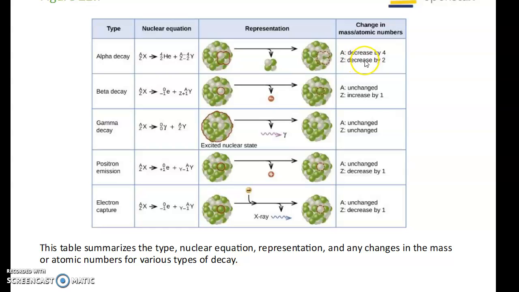Atomic number decreases by 2. So that means it has changed material. This is the elemental change. And this decreases by 4.